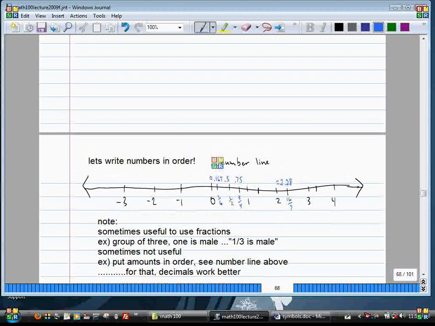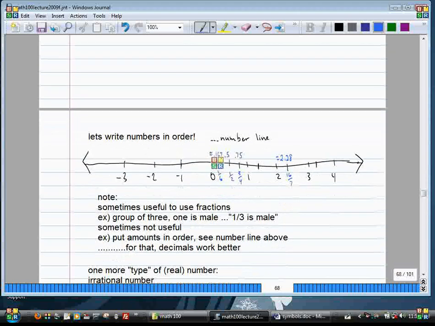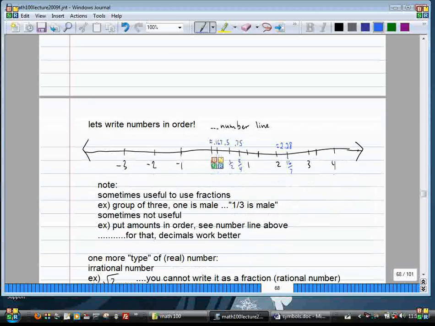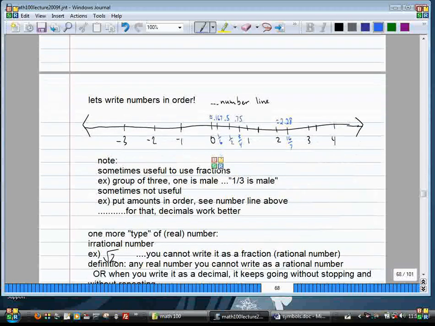Okay. Now, there's one more type of real number. These are irrational numbers. So what the heck is an irrational number? It's a real number that can't be expressed exactly as a fraction. The definition is you can't write it as a fraction. But the way that we usually think about this is, if you try to write it as a decimal, it keeps on going without stopping and without repeating.